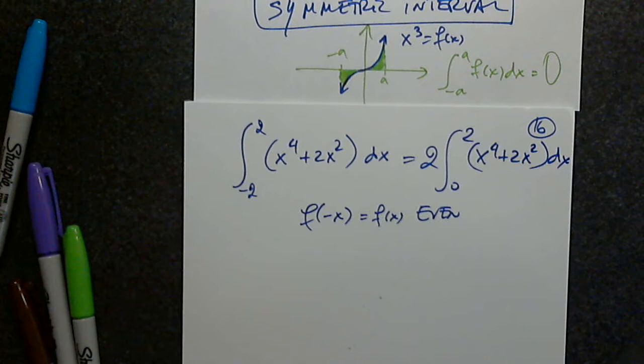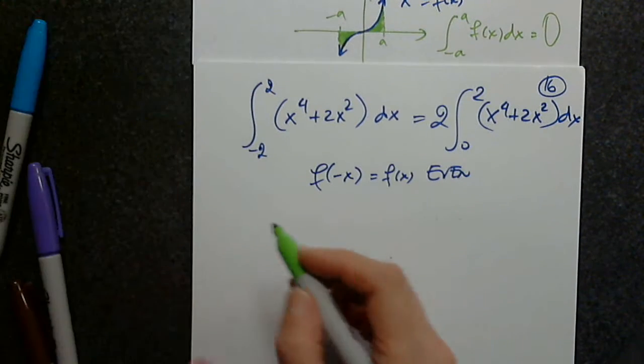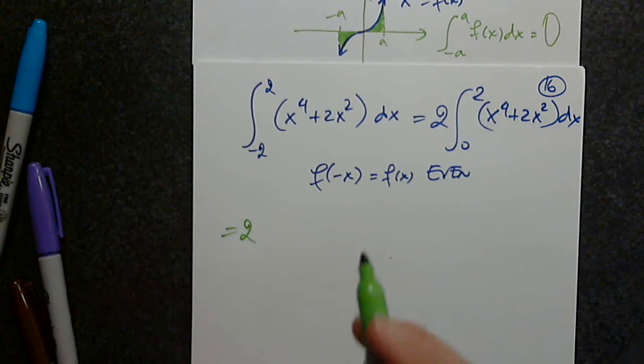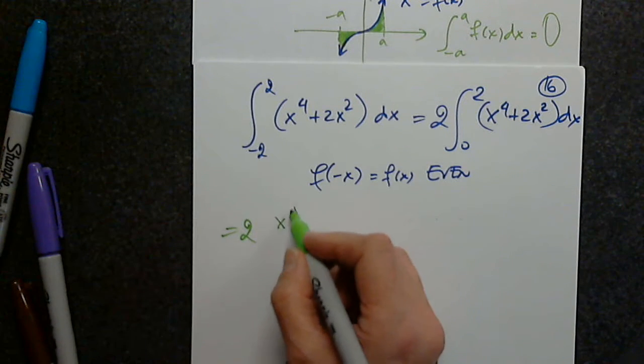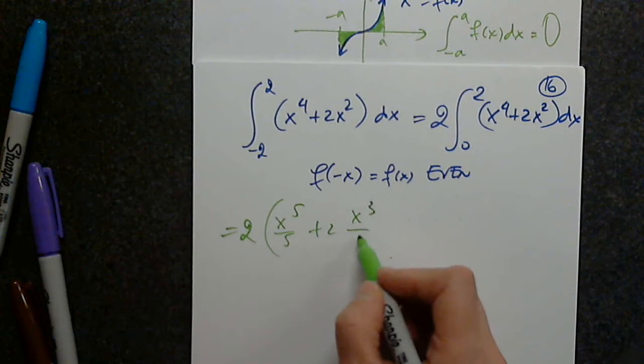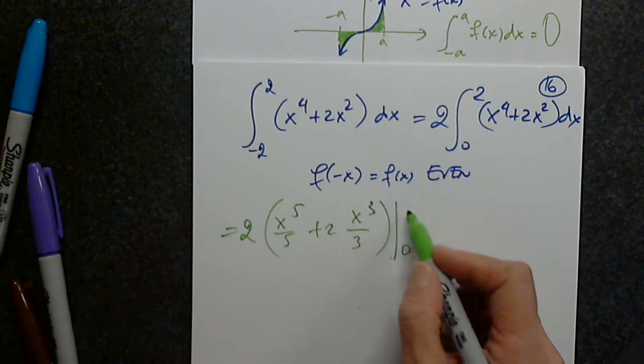Do I have to? No. But this is a property of the definite integral of an even function on a symmetric interval. So then I copy the 2, which function prime is x to the fourth, right? And then plus 2, x to the third over 3 from 0 to 2.